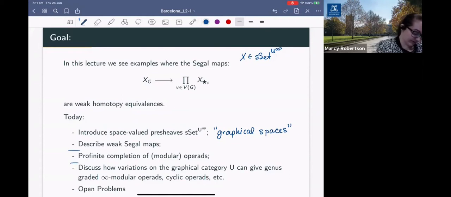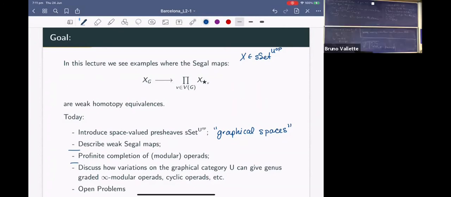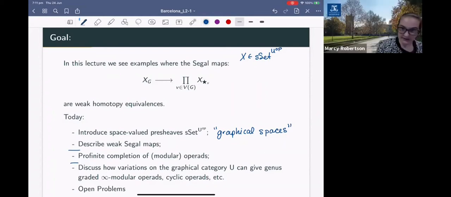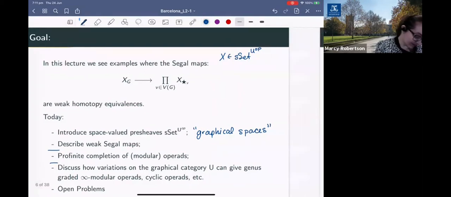And then I promised you that I could tell you about all the different ways your favorite definition of a modular or cyclic operad, how you could derive it from U, right? Because this is kind of an abstract version that most of us probably don't actually work with when we're thinking about modular operads. So I want to show you how you can specialize down. And then I have a couple of nice open problems at the end. Okay, great, let's get started.